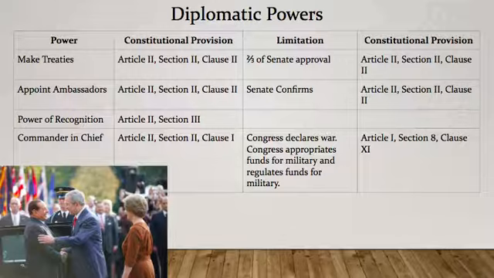The third power on this slide is called the power of recognition, and you might be scratching your head and wondering what that actually has to do with diplomacy. It's actually quite simple. If you think about diplomatic powers, you want to look at who are we actually talking to, or what is a diplomat? So if he's our chief diplomat, the president, that means he has the power to recognize states, and so he might, for example, recognize a country that is asking to be recognized as a sovereign entity in the world.